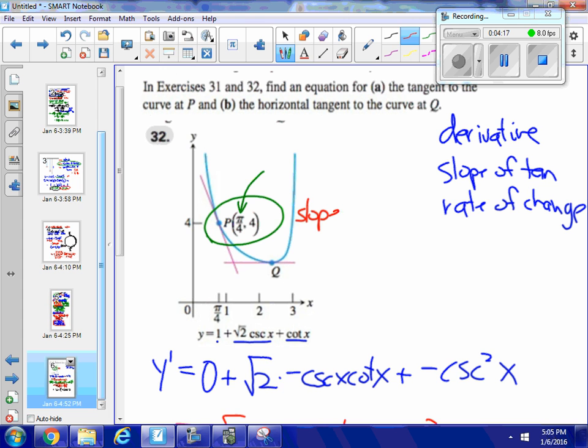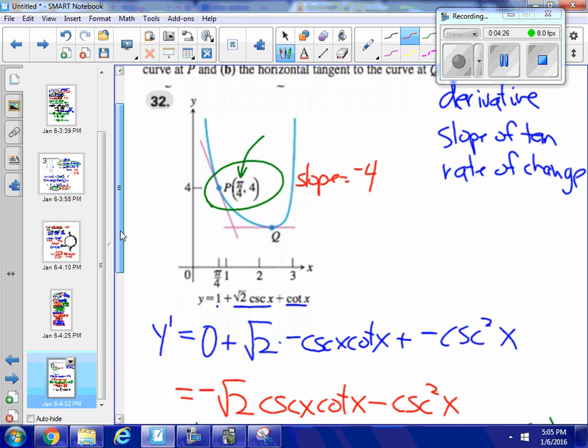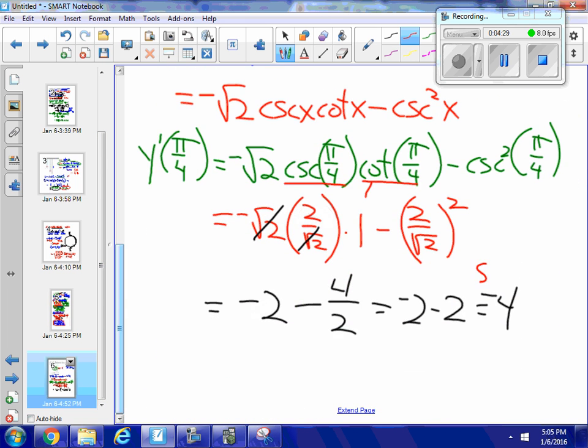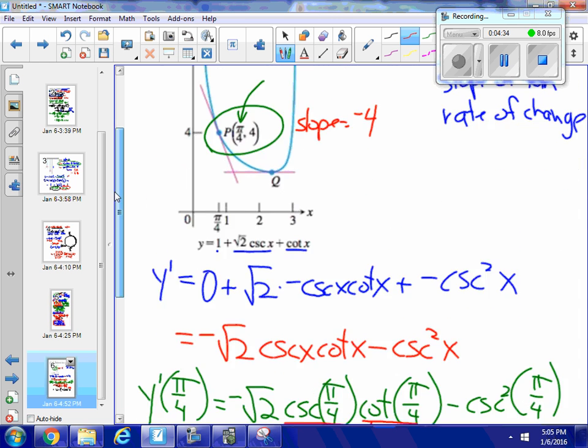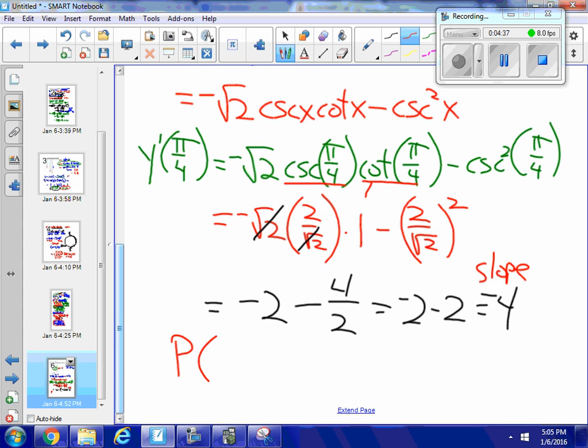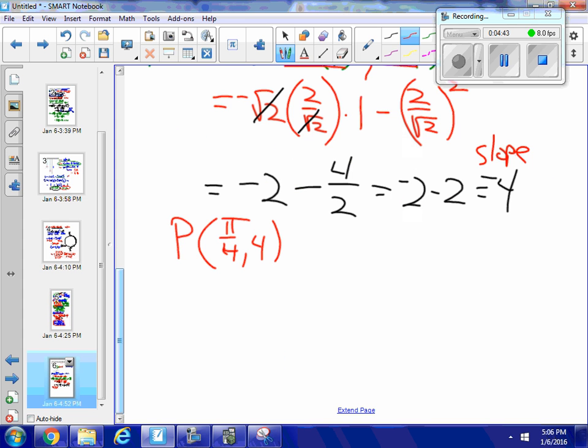Slope equals negative 4. And in looking at the diagram, that looks like a reasonable assumption, and I'm assuming that the diagram is to scale. So this is the slope. I know that the point I'm dealing with is point P, pi over 4, comma 4. So I'm just going to write that down here. And going to my trusty point-slope form, I'm going to go y minus y1, which is 4, is equal to m, which is negative 4, times x minus pi over 4.